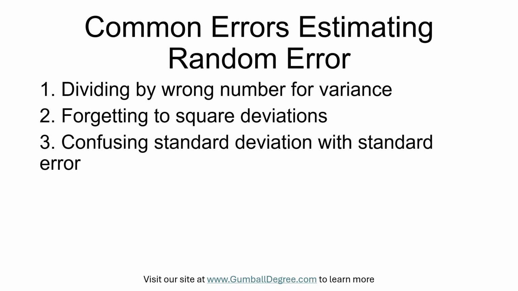Common mistakes include dividing by the wrong number when calculating variance, which gives a biased estimate. Always divide by one less than the number of measurements when you are estimating the population variance from a sample. Another mistake is forgetting to square the differences so positive and negative deviations cancel out. Squaring fixes that and keeps all contributions positive.